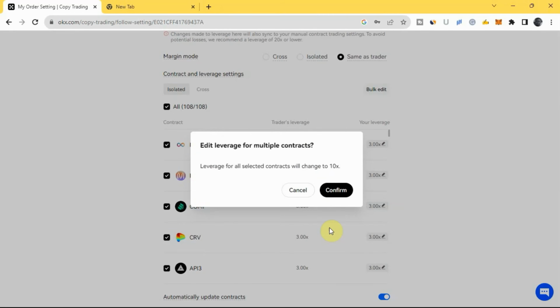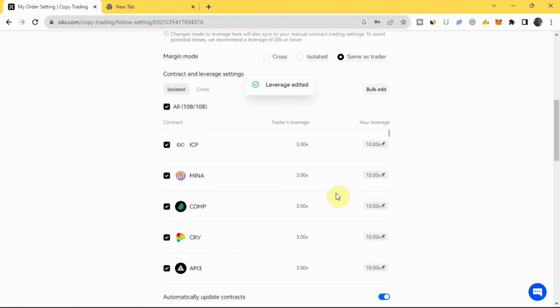So if I click on confirm, every other thing will change to 10x leverage. So you can see everything has changed to 10x leverage. So that means that if I'm copying this trader, I'm going to be using 10x leverage for my own. And don't forget, for the margin mode, I'm using the same margin mode the trader is using.